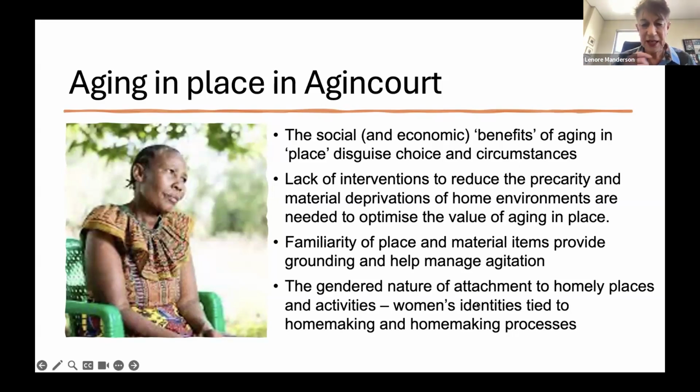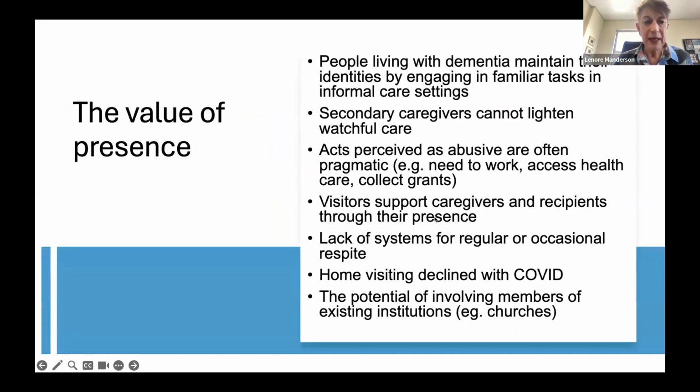And then the gendered nature of attachment to homes and to the activities of homes is not insignificant. So for women who are receiving care, their identities are tied to homemaking processes. There were fewer men, and men tended to do a lot more passive sitting, but also gardening. Right, so to sum up, and I'm sorry if I've gone over.